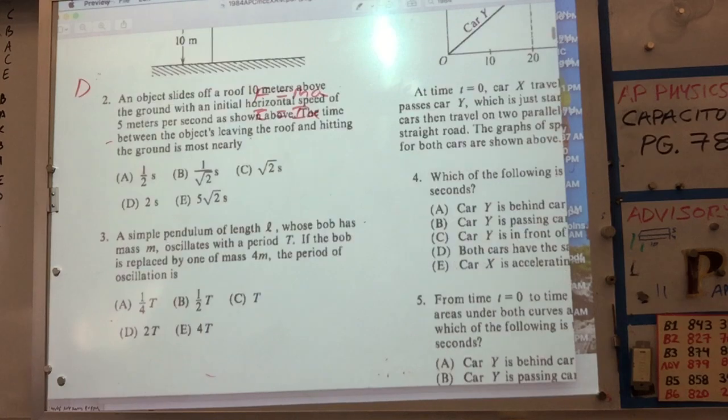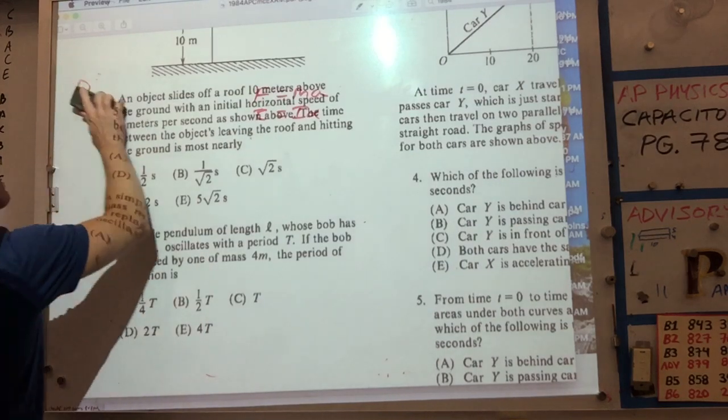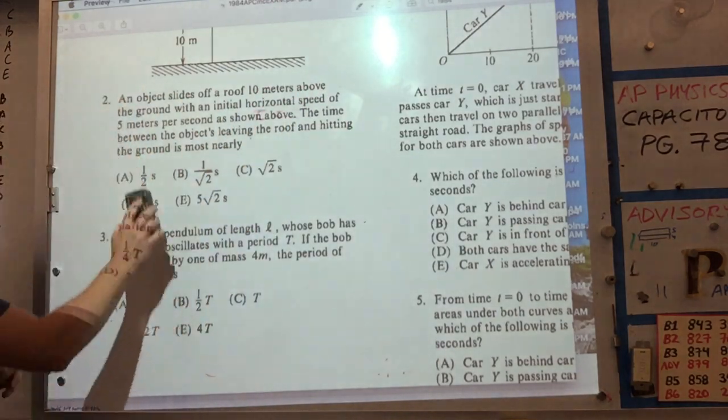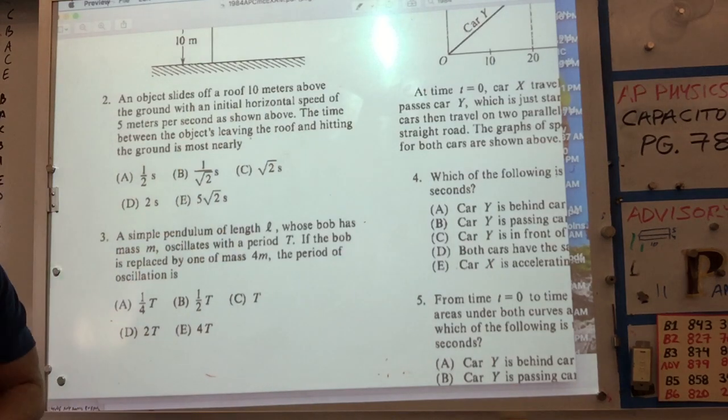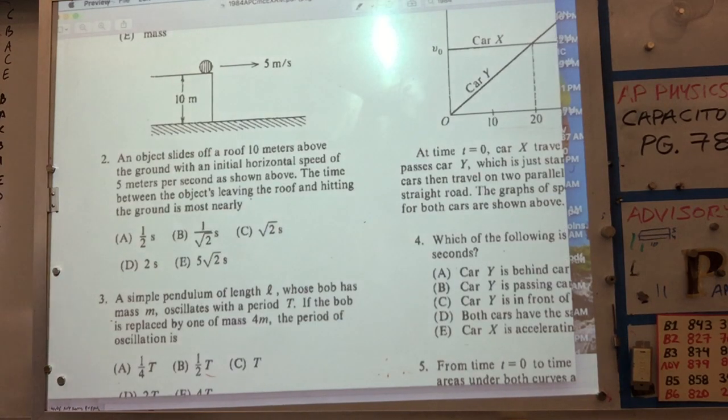Let's try another one. Looks like we got something rolling off a table here. Probably some kind of kinematics going on. Let's see what we got. Object slides off a roof 10 meters above the ground, initial horizontal speed of 5 meters per second. The time between it leaving the roof and hitting the ground is most nearly.